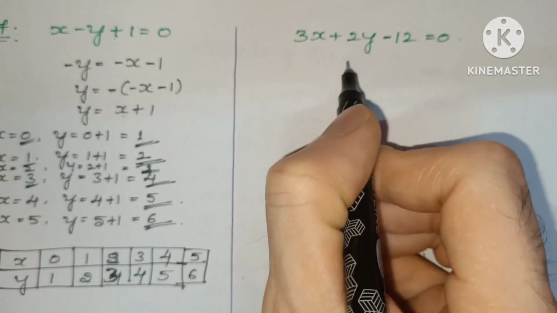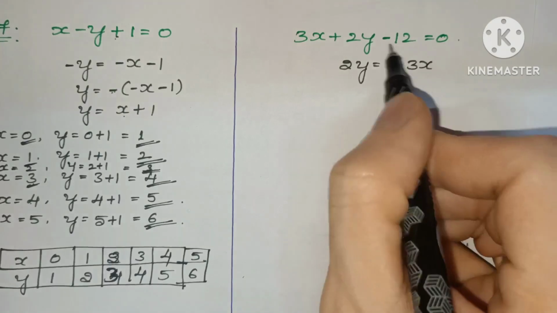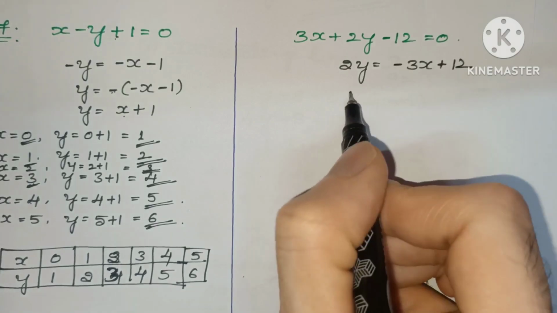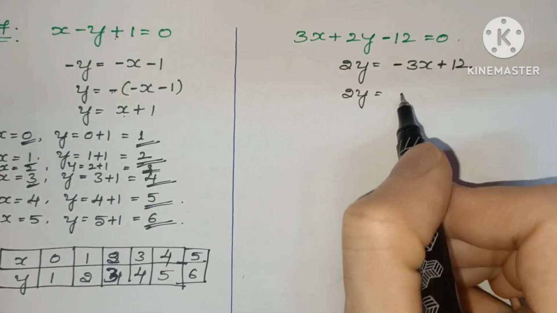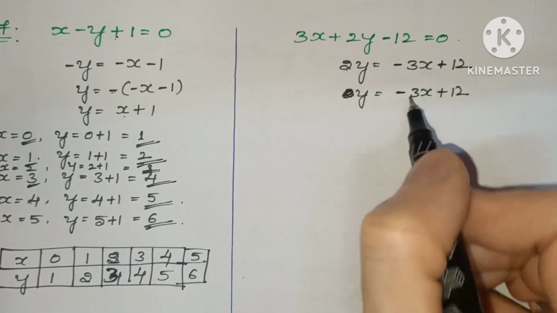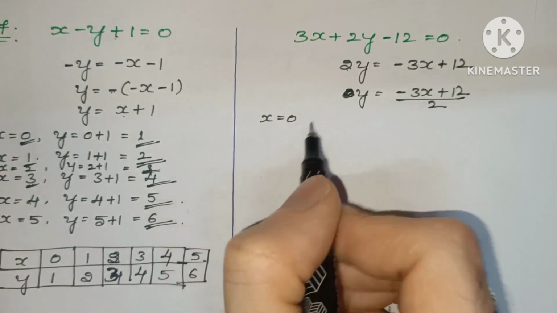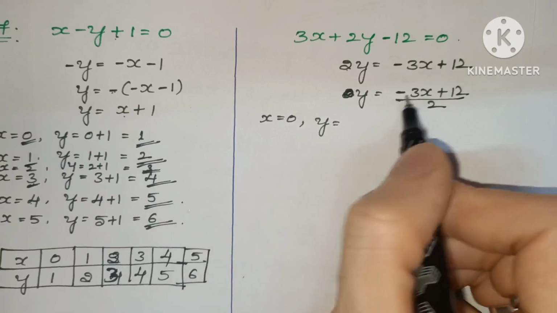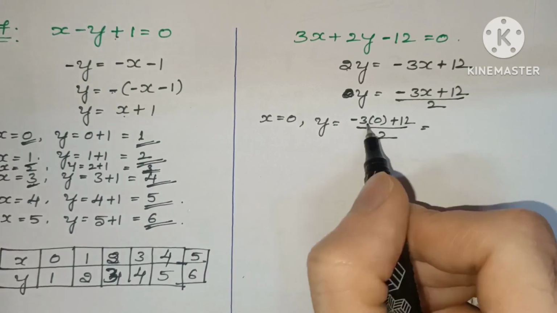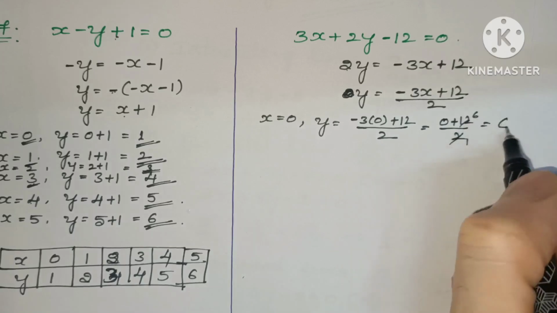Now keep 2y there itself. 2y is equal to, now 3x we send to that side, minus 3x, and this minus 12 also you send to that side. Then it will be plus 12. Now what will it come? 2y is equal to minus 3x plus 12. Isn't it? Now let's send this 2 to the other side. Then it comes to the denominator. Y value we have got. Let's put x is equal to 0. Now y is equal to minus 3 into 0 plus 12 divided by 2. Minus 3 into 0 is 0 plus 12 by 2. 2 sixes are 12, so the final answer is 6.